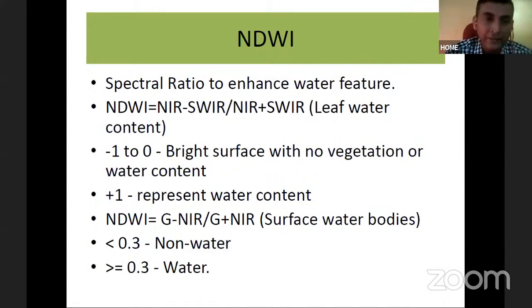NDWI is an index which can estimate leaf water content and surface water body studies. But for the leaf water content, we have to use the equation NIR minus SWIR. NIR, I repeat again, near infrared. SWIR, short wave infrared. And similarly, for surface water bodies, it is green minus NIR. And the respective values are provided over there.